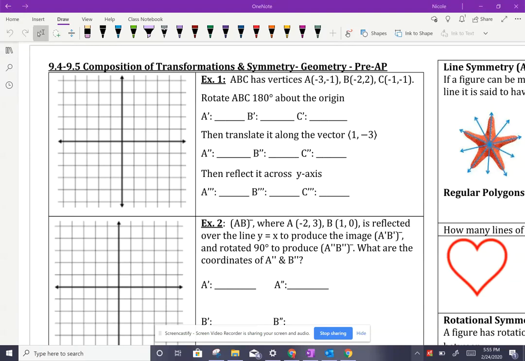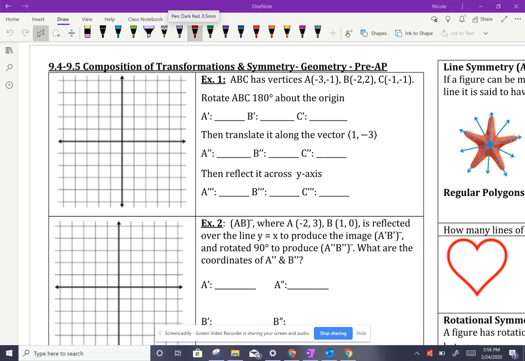Alrighty, so we're going to be doing a combination of 9.4 and 9.5 together in our notes. I do believe there are two separate homework assignments, but we'll take all the notes down at once and then you can work on both assignments, guys. All right, so 9.4 covers composition of transformations.